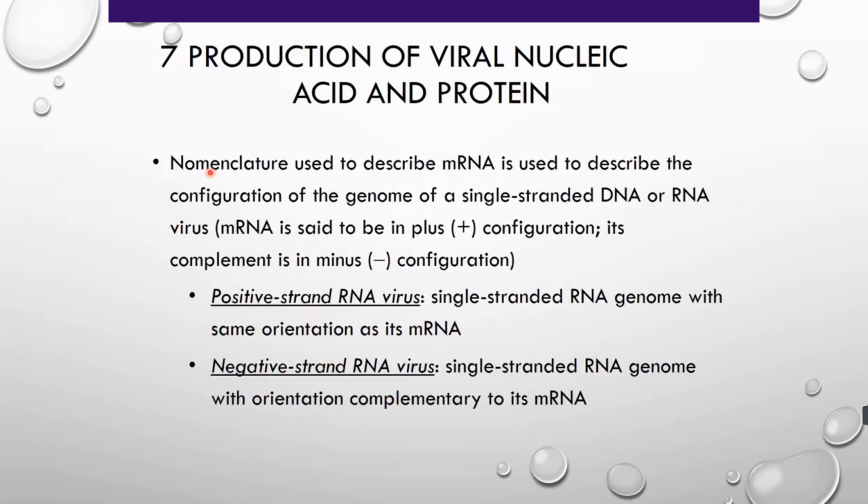So in terms of the nomenclature, it's by convention that we use this specific type of system. In this configuration, messenger RNA is said to be in the plus configuration. And the complementary to the messenger RNA is considered to be in the negative conformation. So positive strand RNA viruses, these are single-stranded RNA viruses, and they have the same orientation as that messenger RNA.